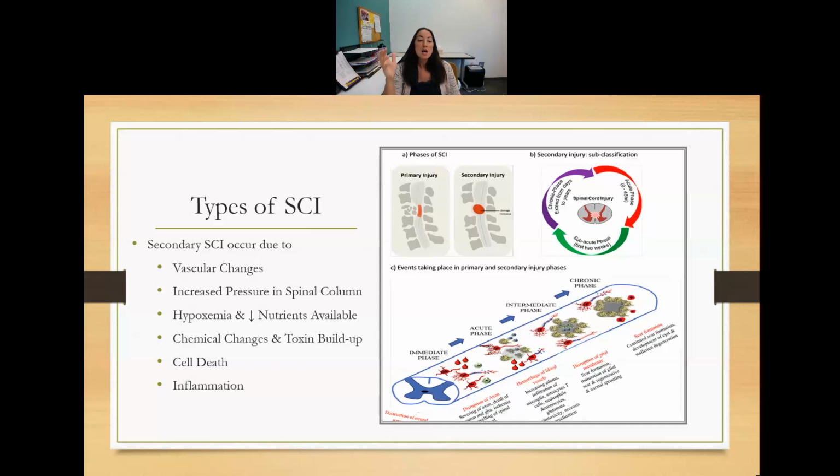That also causes increased pressure in that area and pressure on the spinal column. The nutrients and the oxygen don't get delivered there. Then there's a chemical change and toxin buildup. So toxins are hanging out in the area and not getting transported out because of the damaged blood supply, they begin to build up, and it just creates a bad atmosphere for the cells. They aren't getting their nutrients, but they're getting more of the bad toxins, and that can lead to cell death. And of course, this then triggers an inflammatory process, which kind of keeps it going.